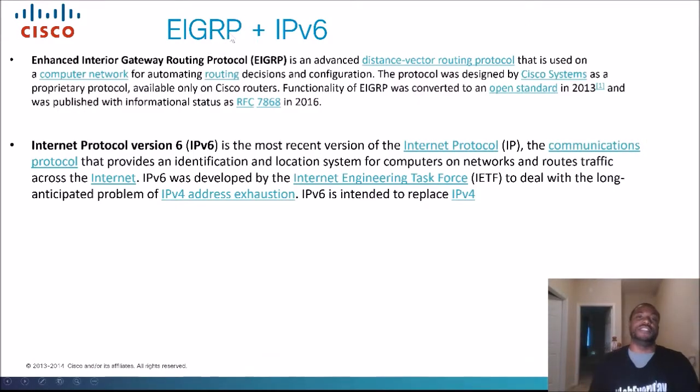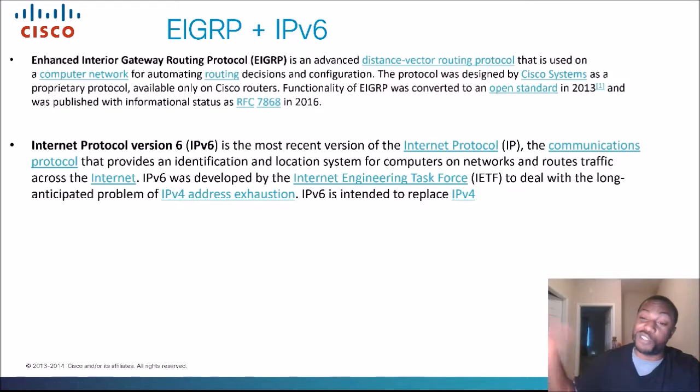So again, in this video we're going to be discussing EIGRP and IP version 6. These are two Wikipedia definitions that basically describe each of these two concepts that we're combining together. We are going to configure them using Boson NetSim, that's right, and then we are also going to verify them by running a couple show commands. EIGRP is an advanced distance vector routing protocol. I'm not going to read all this to y'all. We already discussed what EIGRP is in the past couple videos.